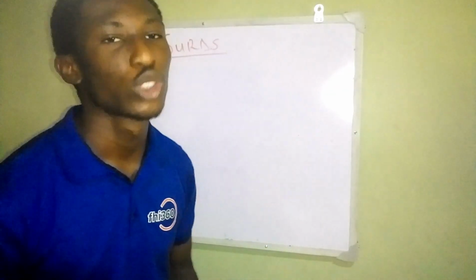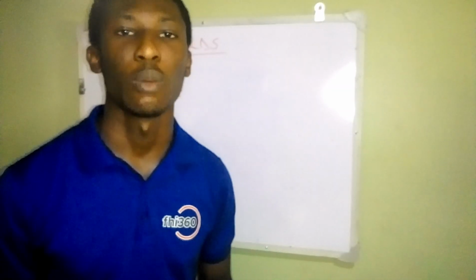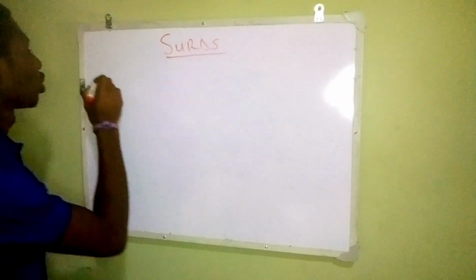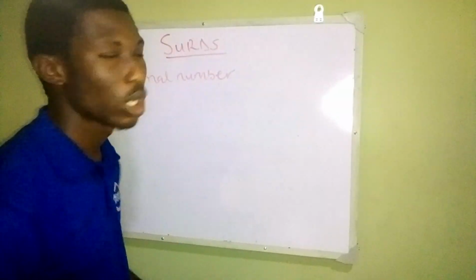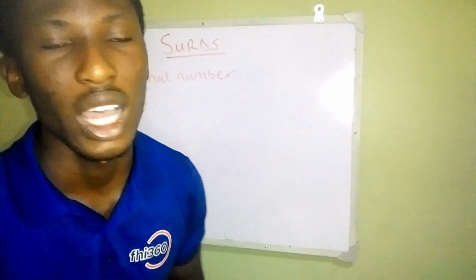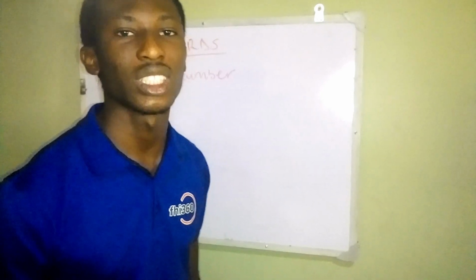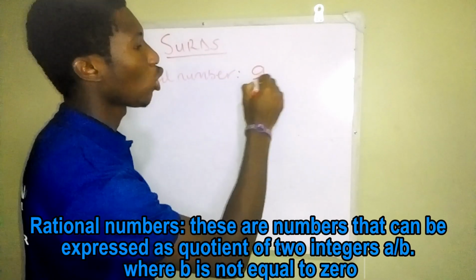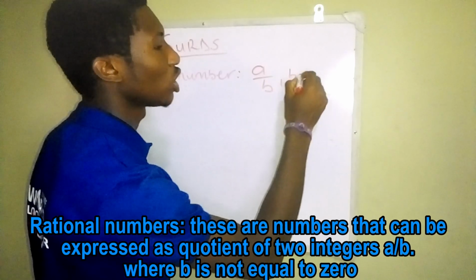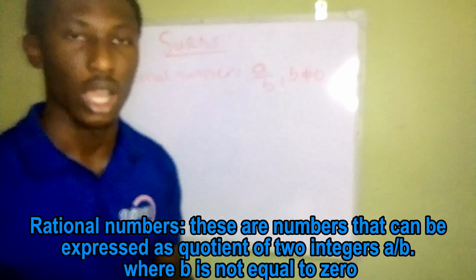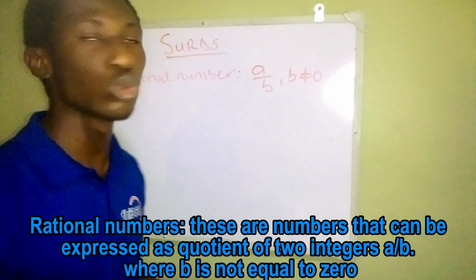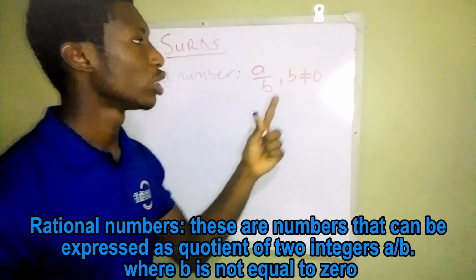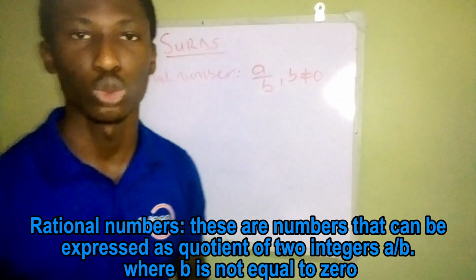Before giving the definition of surds, there are terms I would like us to be familiar with. First one being your rational number. And what are rational numbers? Rational numbers are numbers that can be expressed as a quotient A all over B such that B is not equal to 0. I'll say it again. Rational numbers are numbers that can be expressed as a quotient of two integers, A all over B, such that B is not equal to 0.